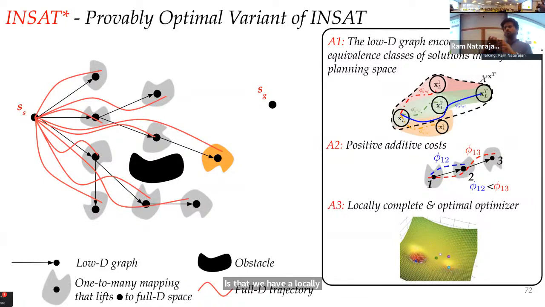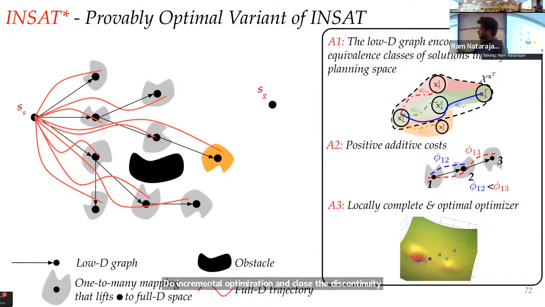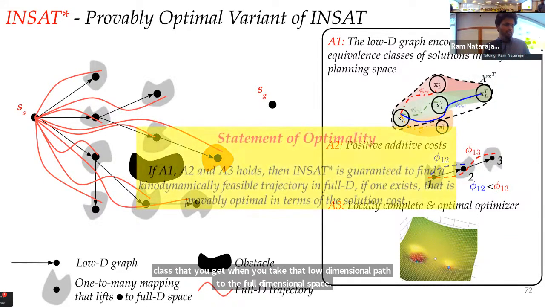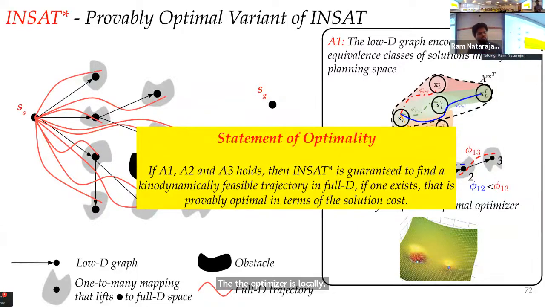What this means is that I was showing you that ancestral path in which we are trying to do incremental optimization and close the discontinuity. The assumption is stating that in that equivalence class that you get when you take that low dimensional path to the full dimensional space, the optimizer is locally optimal. So under these assumptions, we have the statement of optimality that INSAT star is guaranteed to find a feasible trajectory in the full dimensional space, if one exists, that is optimal in terms of the solution cost.